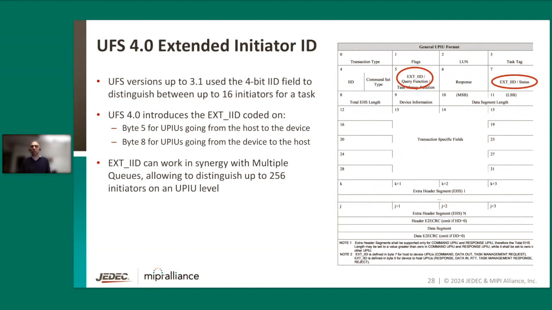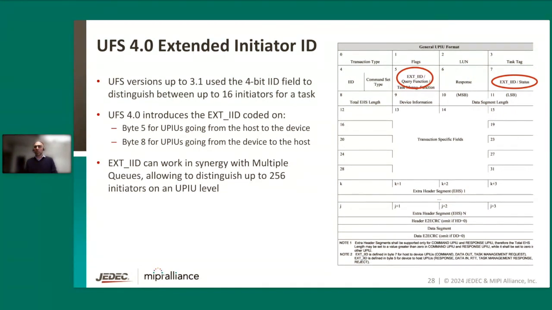But when you see that you have multiple queues, up to 32, and different cores, and multiple completion queues, you really want to be able to identify what is going where with a higher granularity than 16. So we just extended the initiator ID to 8 bits instead of 4.